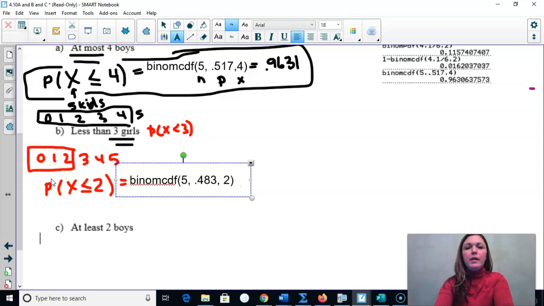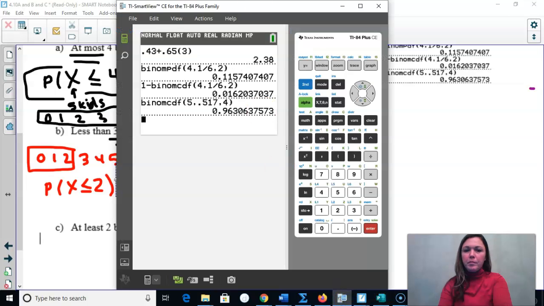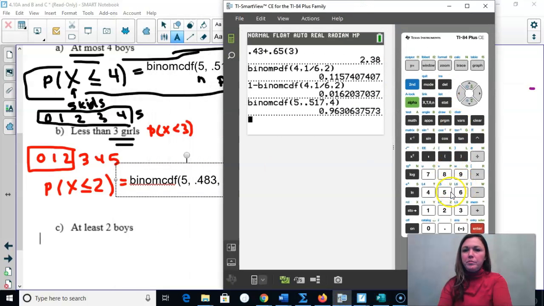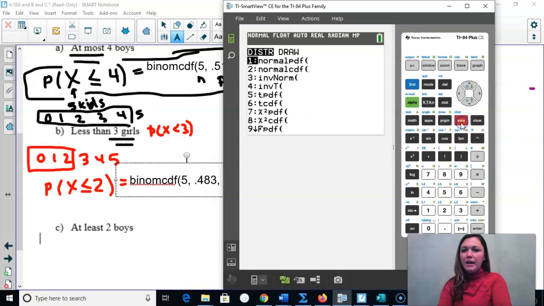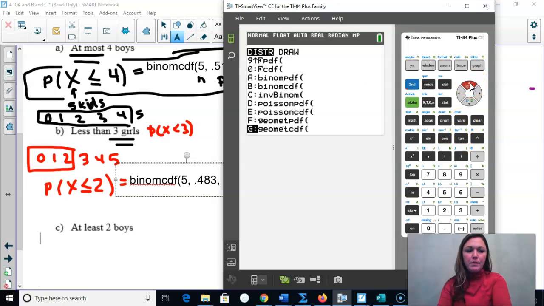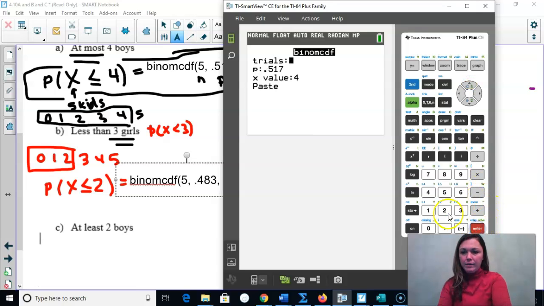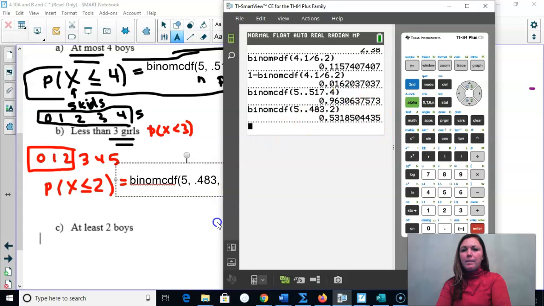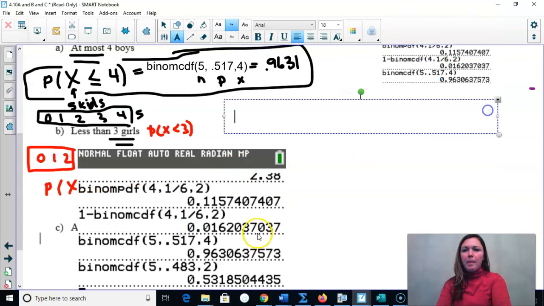Okay? So I'm going to go to my calculator again. Second, vars. I'm going to scroll up. Binomcdf because it's an inequality. I'm having 5 trials. This time, though, I'm having girls, 0.483. I want 2 or less than that. I'm going to paste.